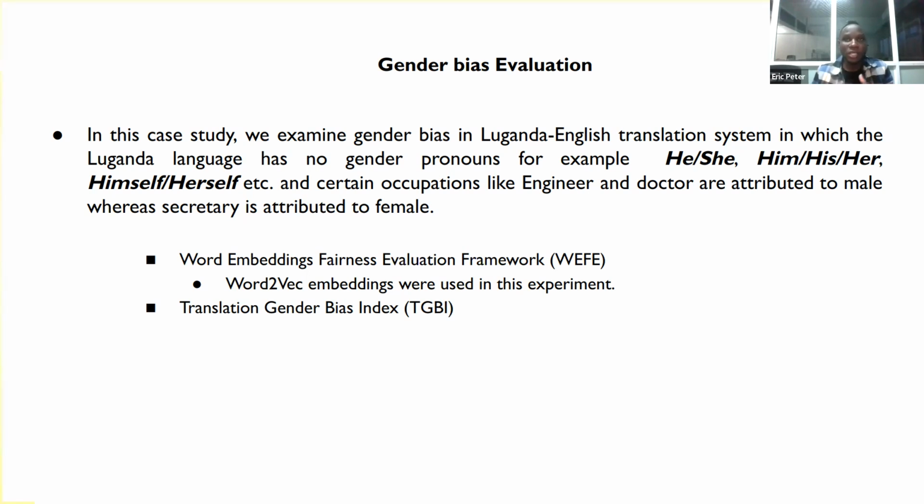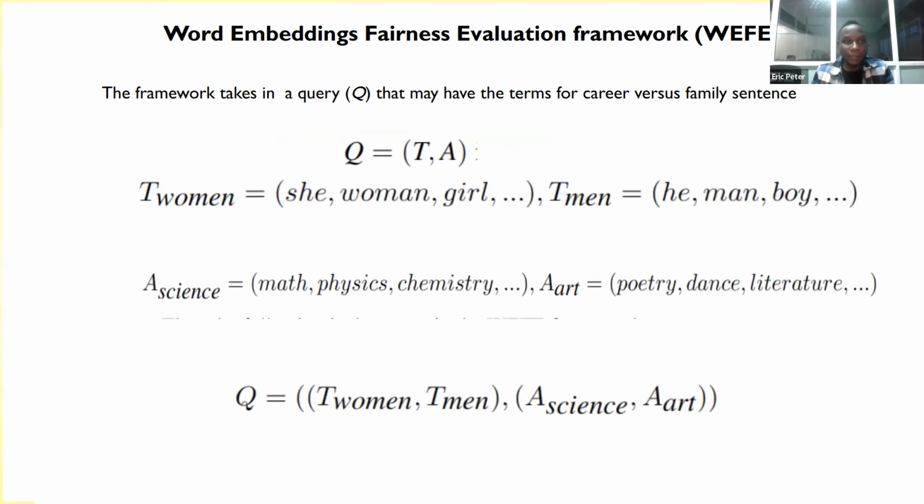The tool tried to look at how they can evaluate gender bias in a language similar to ours, with gender neutral pronouns also. Yeah, so the word embeddings fairness evaluation framework takes in a query. This query has the target set and also the attribute set. The target set denotes a certain group. Then the attribute set denotes the traits about a certain group.